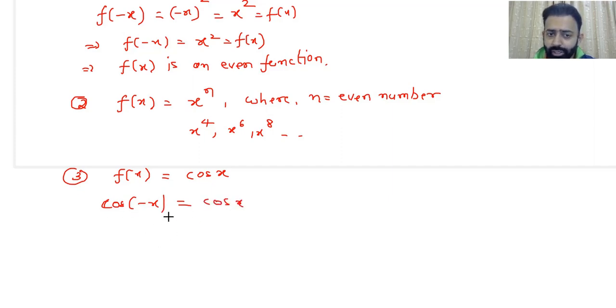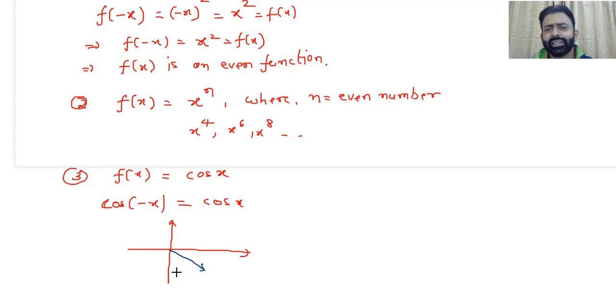Okay, I think you already know this. Cos of minus x is cos x, and if you do not know the reason behind this: minus x in this case, this x is an angle, whether it is in radians or degrees, that doesn't matter. But if the angle is negative, it means you are going clockwise.